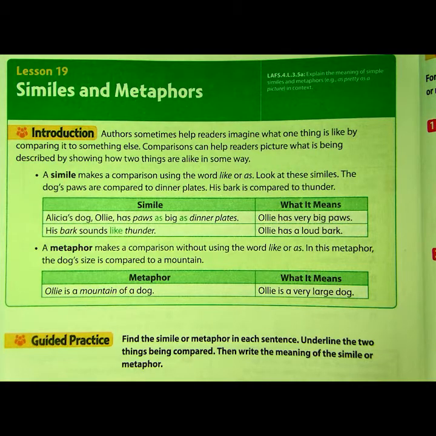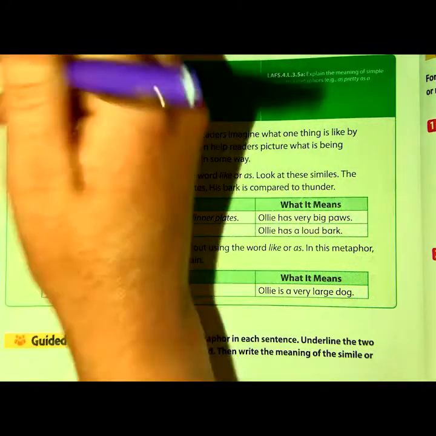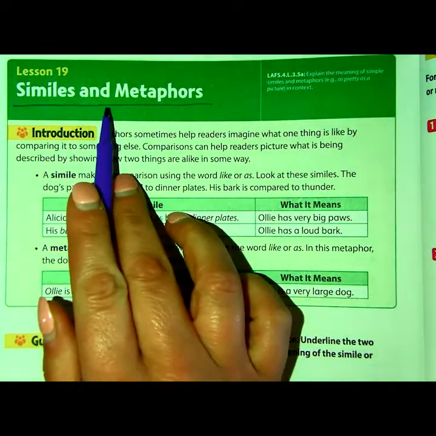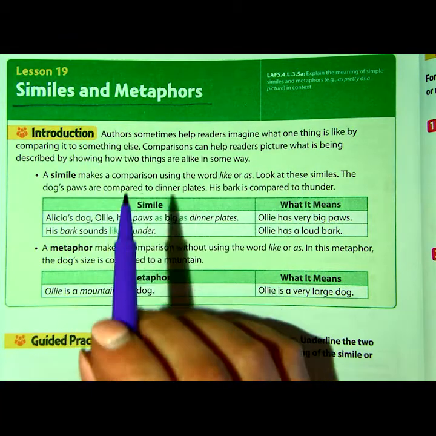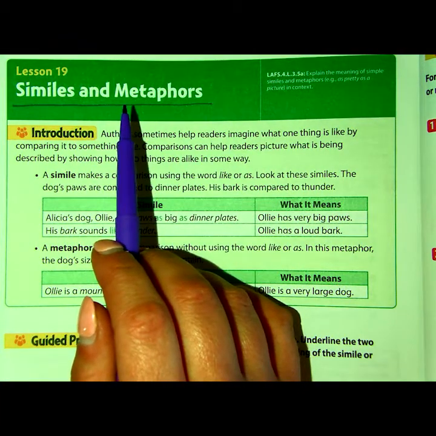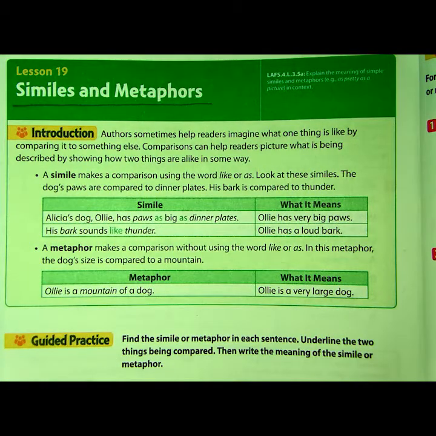All right, boys and girls, today we are in grammar. We're on lesson 19 and we're looking at some similes and metaphors. Again, just a reminder that the reason we are taking time to look at these different lessons in grammar is that these are kind of like tricks that authors, meaning writers, sometimes use in their writing.